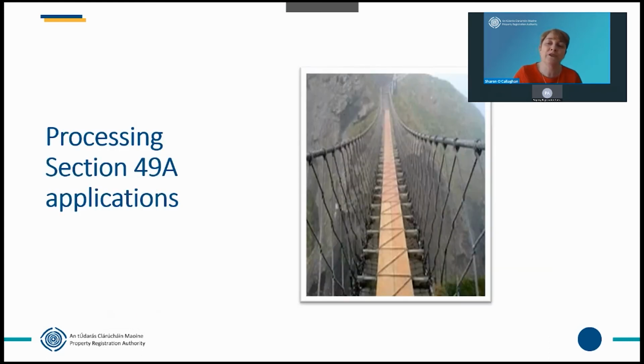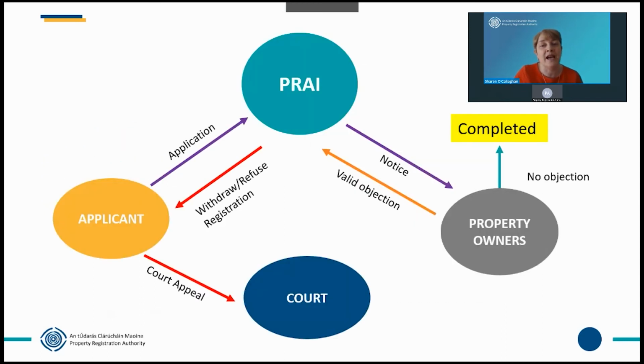So now I'm going to quickly run through how we process the Section 49A applications when we get them into the PRA. The applicant or their solicitor will lodge an application to us. We will then read all the documents, and if all is in order, we will issue notices to the servient owners. If no objection is received within the allowed time frame, the application will be completed and the prescriptive easement will be registered on the folio.